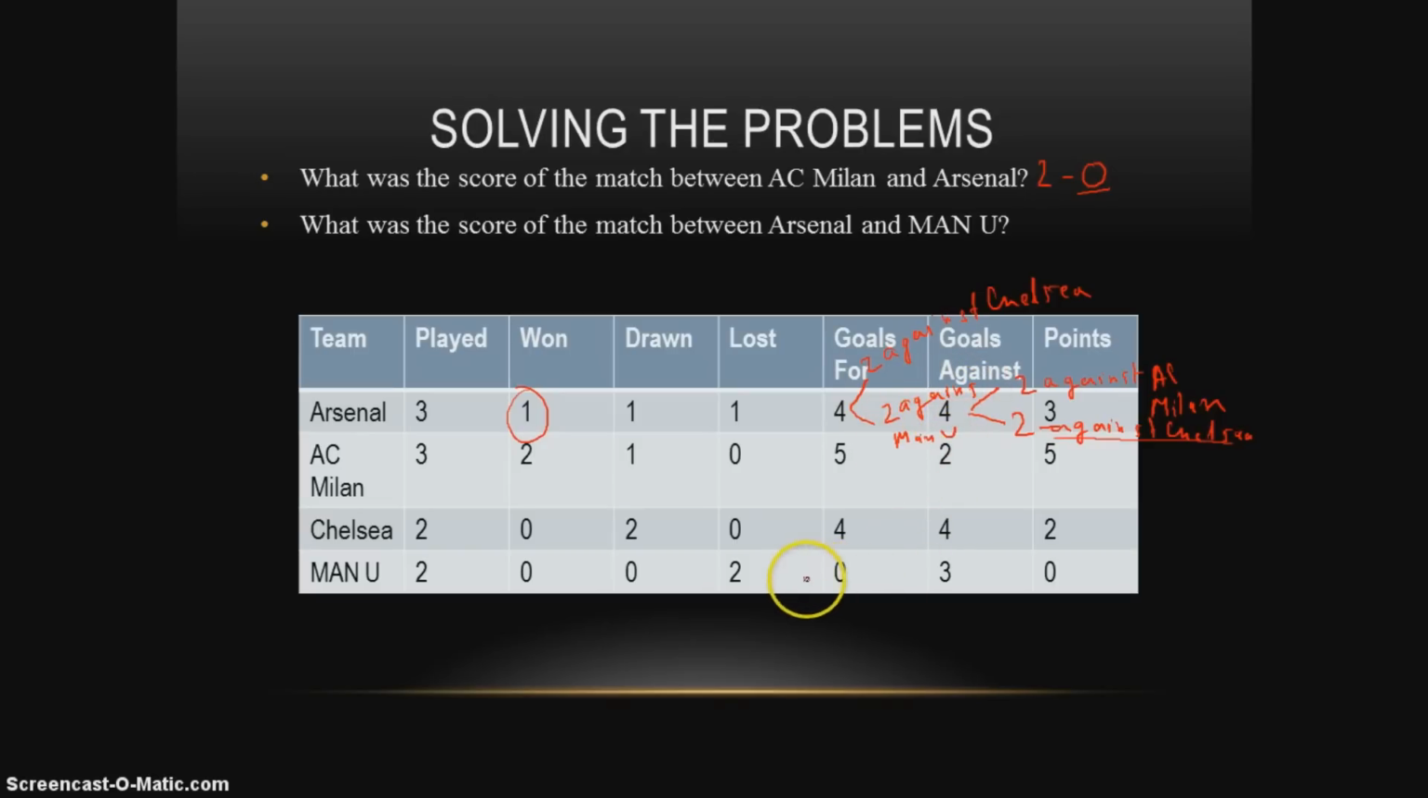We also know that Man U has not scored any goal in the tournament, so it has not scored any goal against Arsenal also. So that means Arsenal scored 2 against Man U and Man U scored 0 against Arsenal. So the score of the Arsenal-Man U match was 2-0.